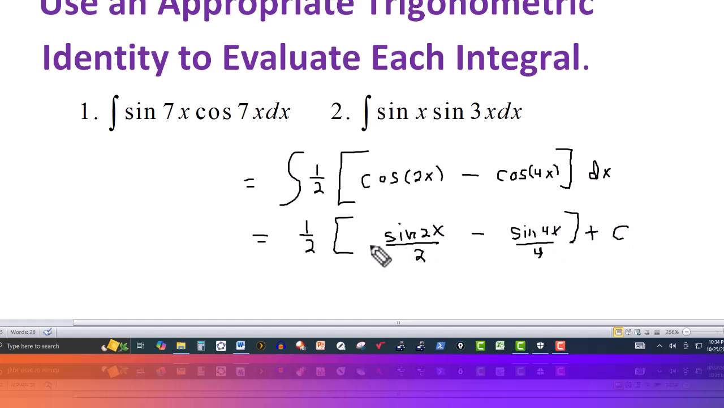And then we just multiply through by the 1/2. This will be equal to 1/2 times this. 2 times 2 is 4. So it would be sine of 2x over 4. And the other one, again, 1/2 times the expression. The 2 multiplies the 4, so this is going to be sine of 4x over 8. And then it's plus the constant of integration.